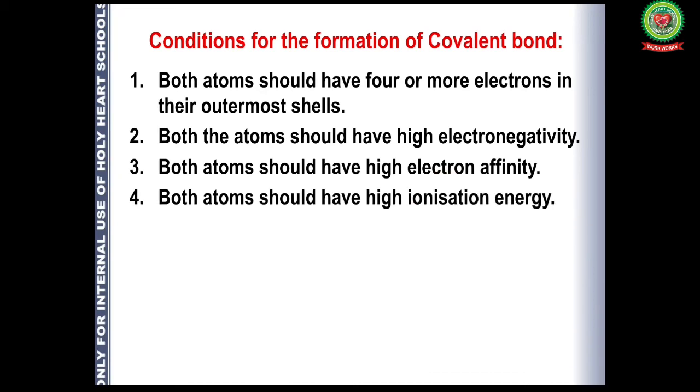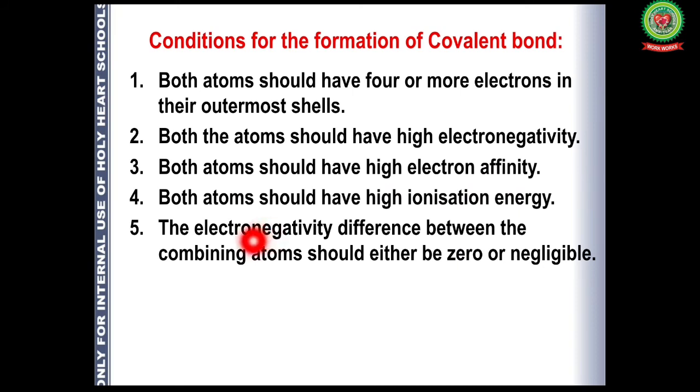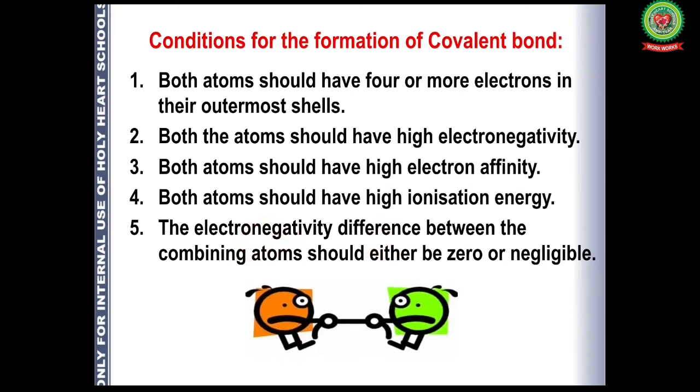Fourth, both atoms should have high ionization energy. So the energy required to lose an electron should be very high. So an element will not lose its electron. It will only share its electron, since the electronegativity and electron affinity of that element are high. Fifth, the electronegativity difference between the combining atoms should either be 0 or negligible. So electronegativity difference should not be there between the combining atoms.